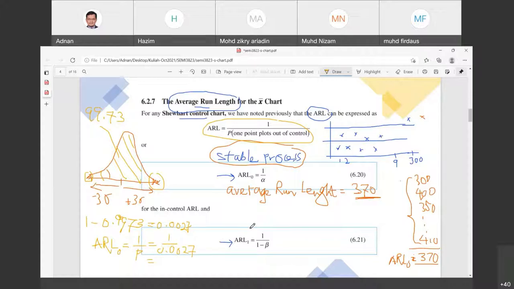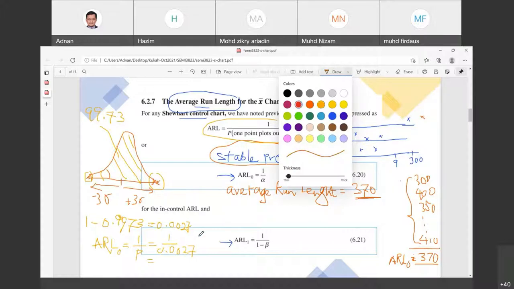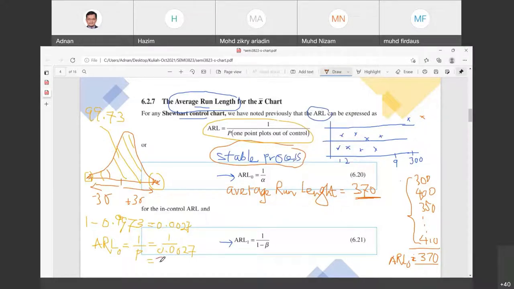Can somebody help me put it in your calculator?